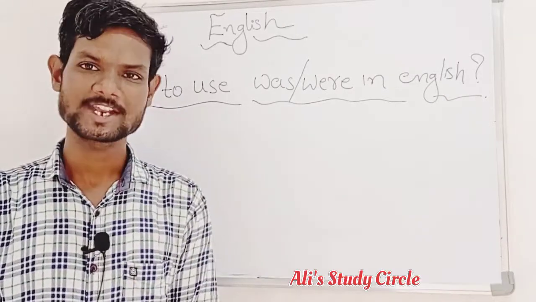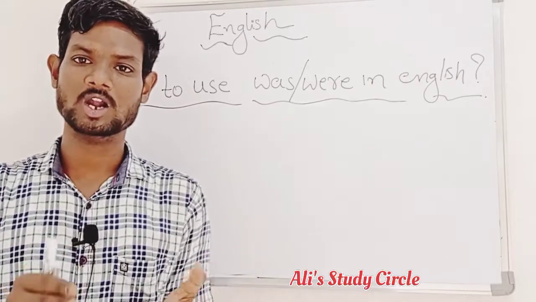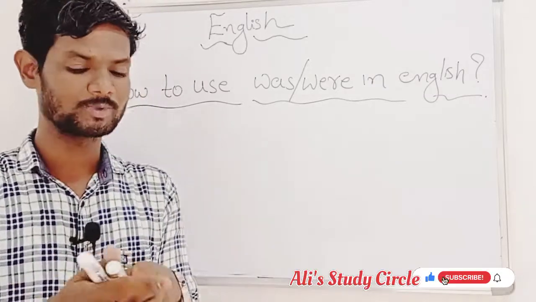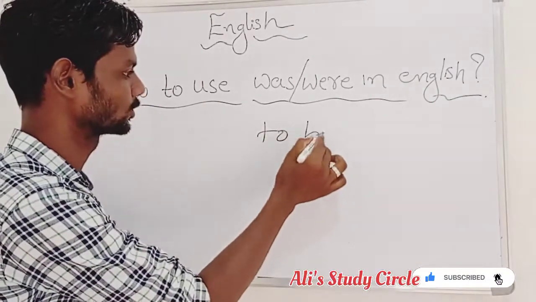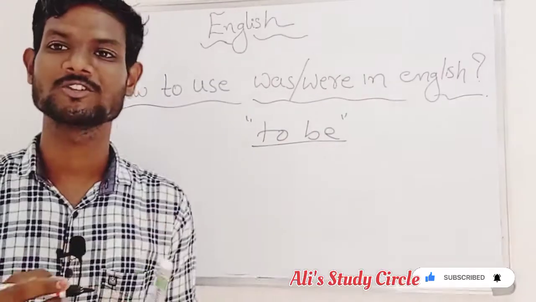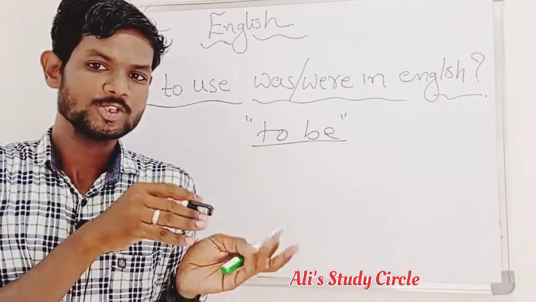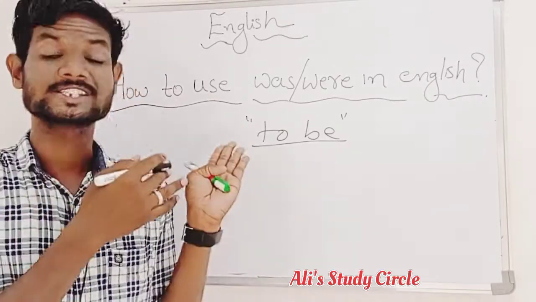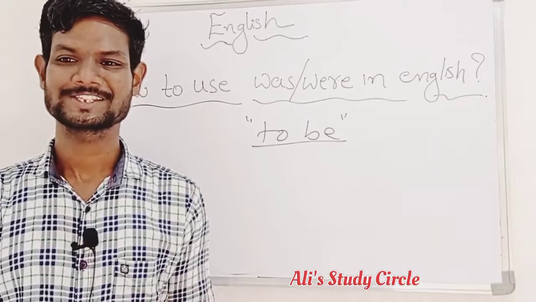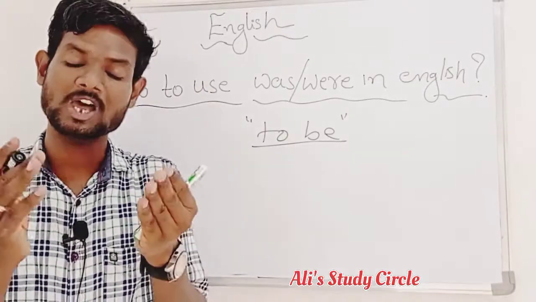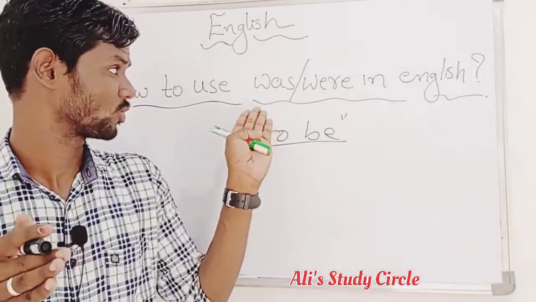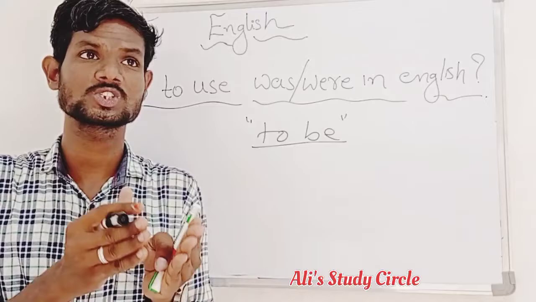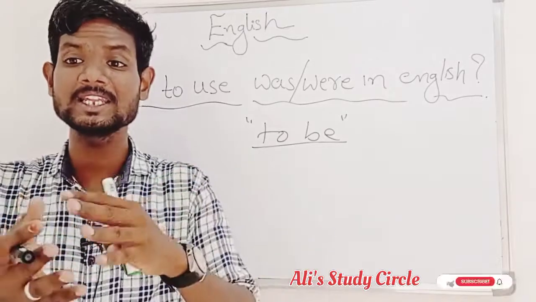Actually, was and were are the past tense form of the verb to be. What is that? To be. Past tense form of the verb to be, and you can easily learn this subject. These two verbs, was and were, are commonly used in daily life.